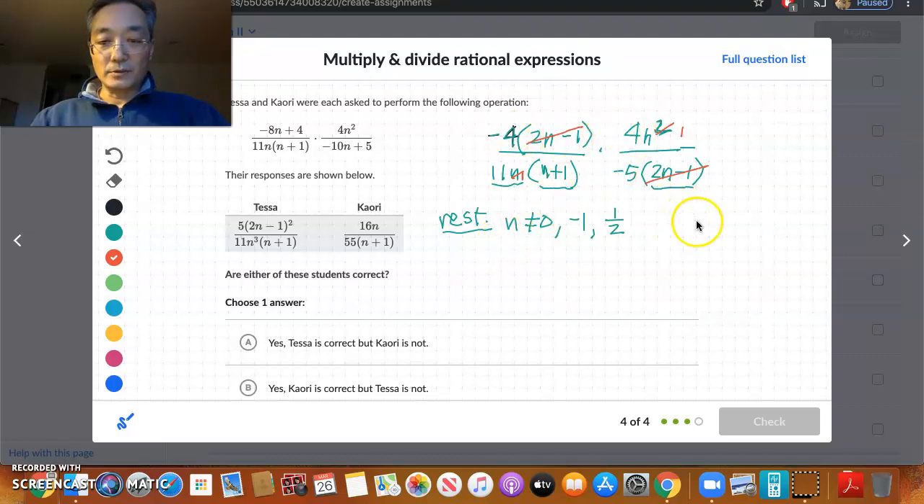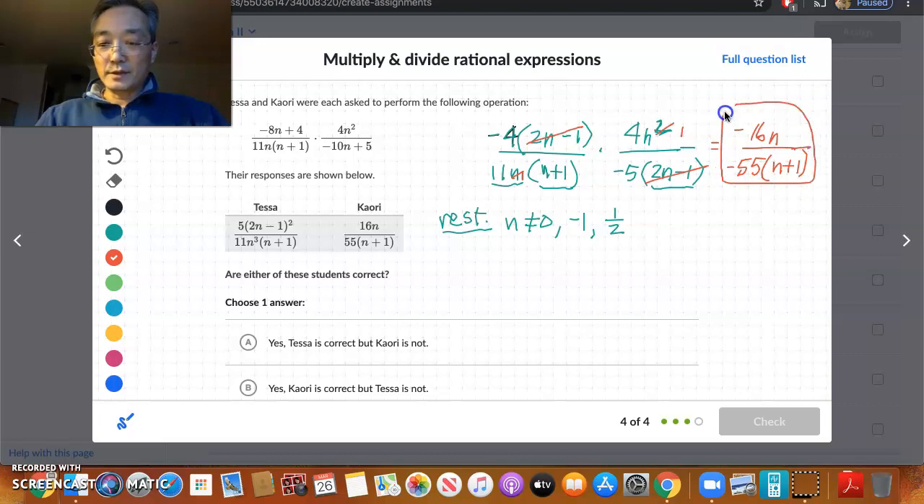I think that's it. So let's multiply this whole thing out. It's going to be equal to negative 16n over, and this is going to be negative 5 times 11, which is negative 55, times (n plus 1). I think that is our simplified expression. And again, the negative over negative can be simplified into positives. Negative over negative is positive.